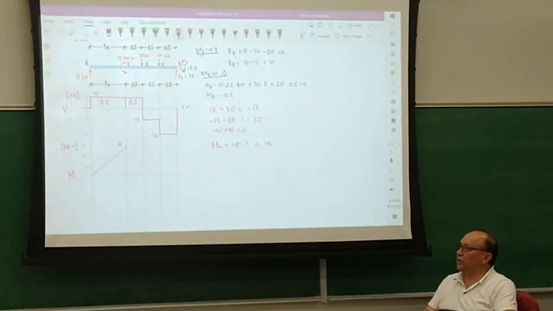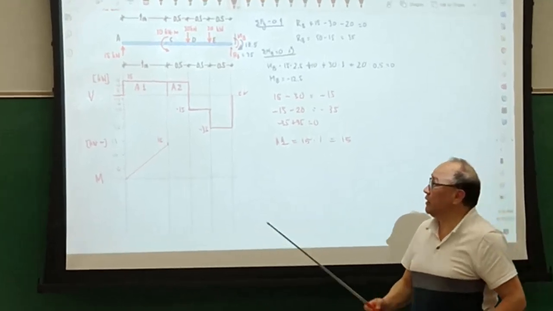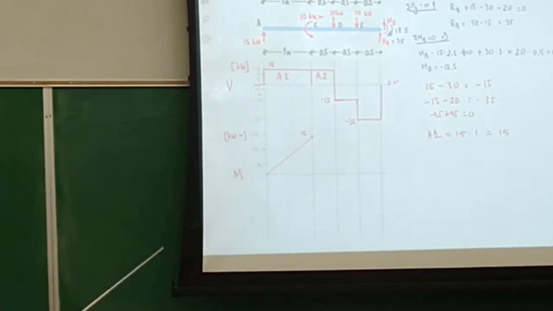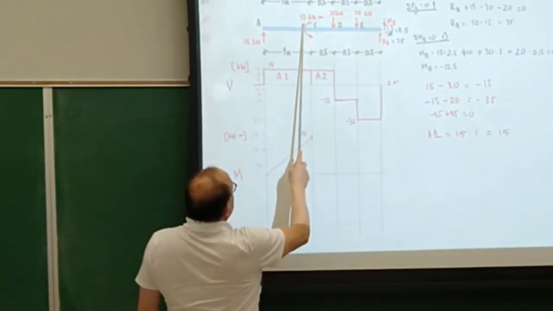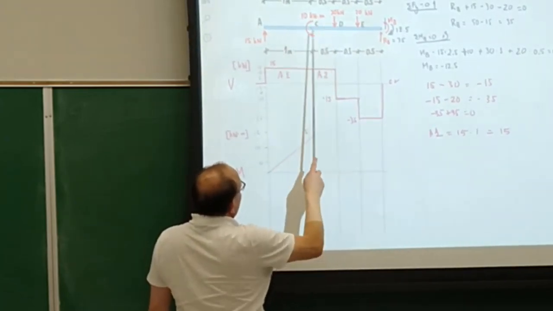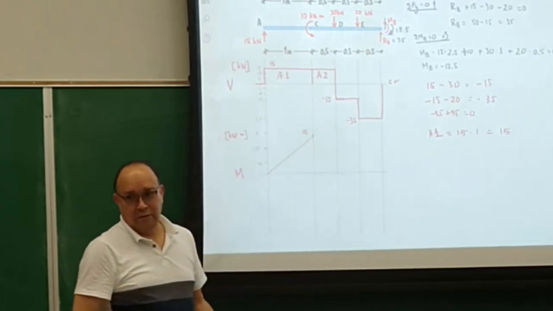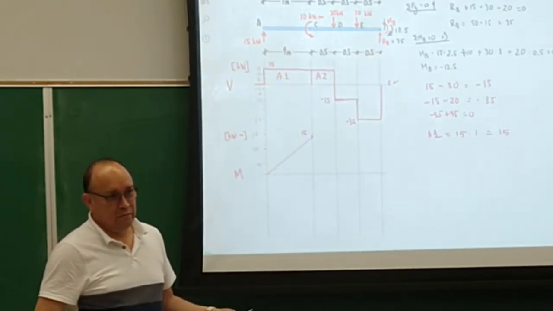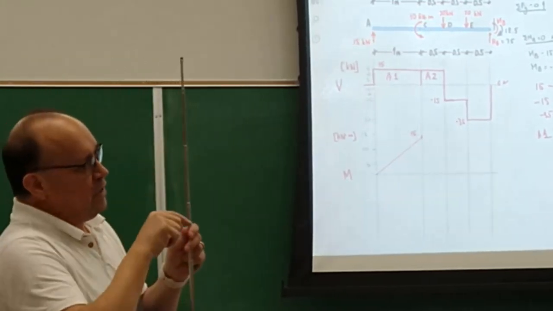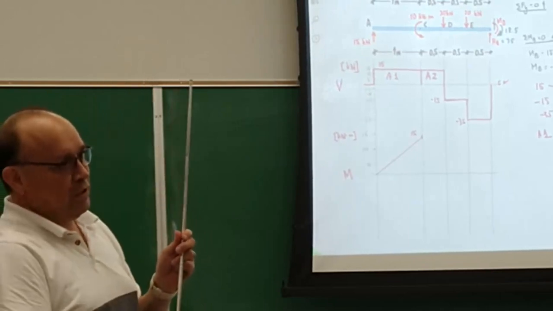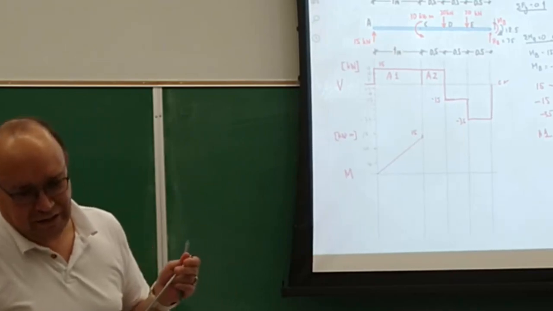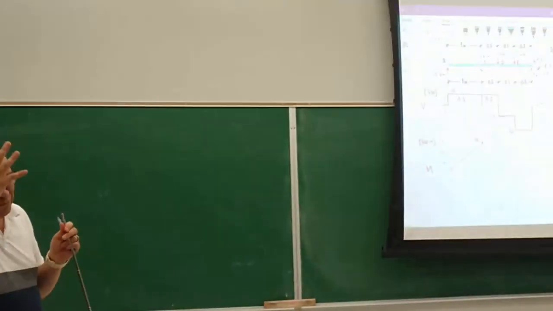Okay, now you have your concentrated moment here. So you just have to memorize this. If the concentrated moment is counterclockwise, you go down. If it's clockwise, you go up. Is that because it's making a positive? If you make a cut there and analyze, this is going to become more negative or more positive depending on the direction, right? If you make a cut, you will see it. But there is like a memo thing.